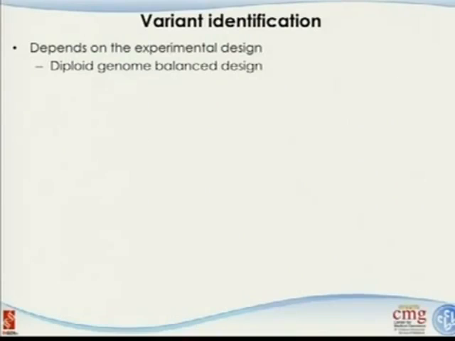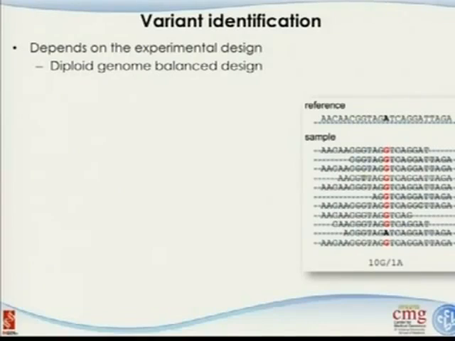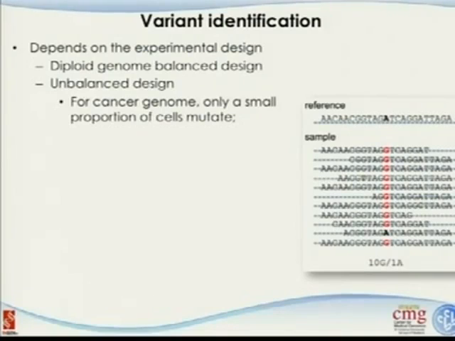And the fourth topic is variant identification. If you identify one, this is a reference, and there are so many sequencing reads along this region. Is this a variant or not, heterozygous, homozygous, or not a variant at all? It depends on the experimental design. For the diploid genome balanced design, there's one approach, but for the unbalanced design, there's a different type of interpretation, right?